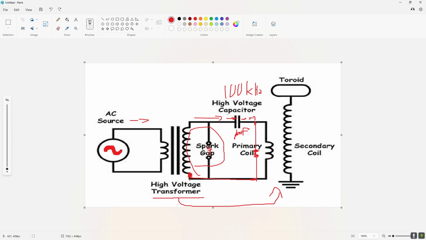After the transformer, it's isolated. There's something also called isolation transformers. Isolation transformers are just 120 volts in on the primary and 120 volts out on the secondary. So transformers not only do something, that's why transformers are important.